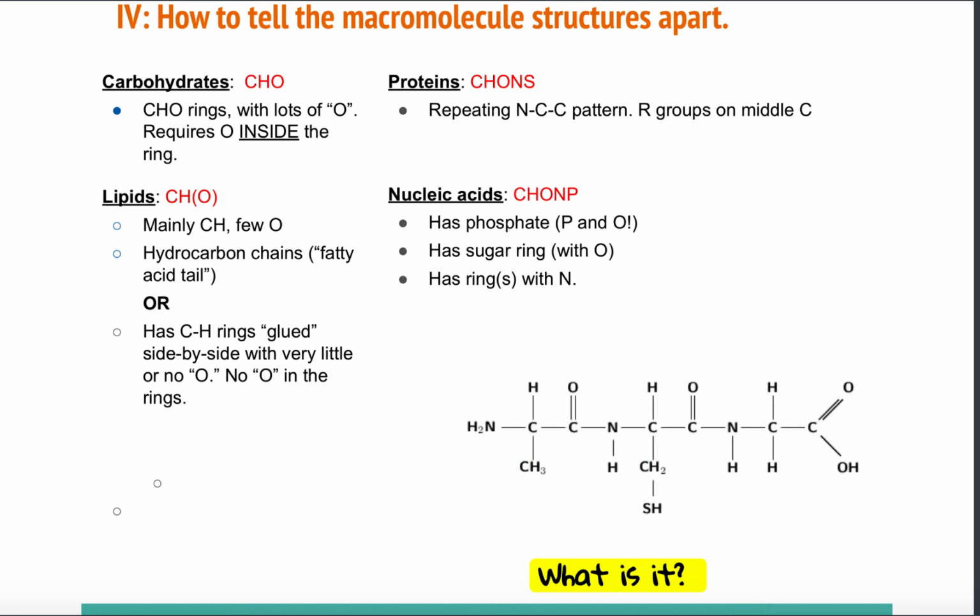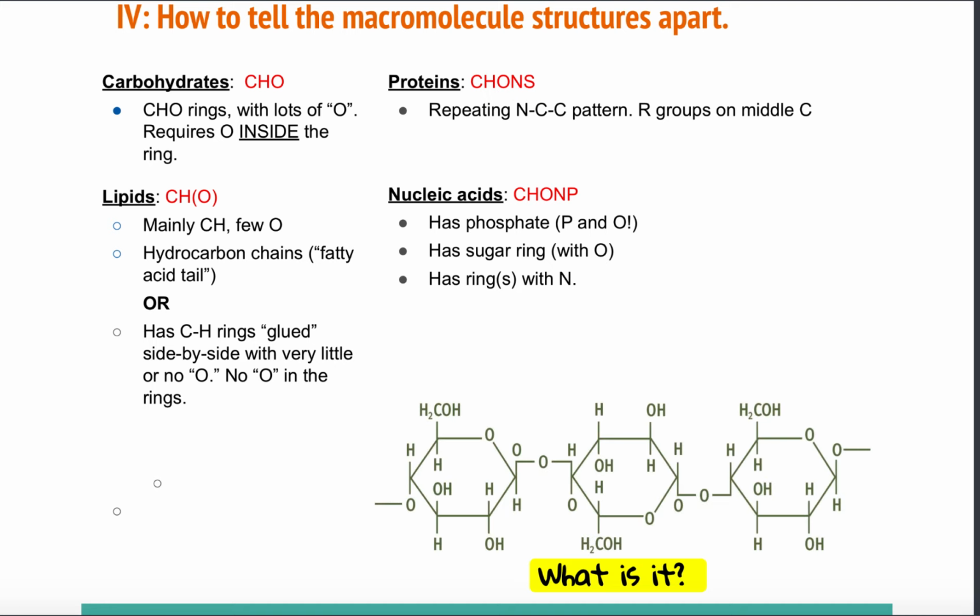Also with the protein, it's one of the few macromolecules with an S in it. So again, you see this S here? That's my hint that it's a protein, because I see an O, I see an H, I see C's, I see N, and I have that S, that very rare S.